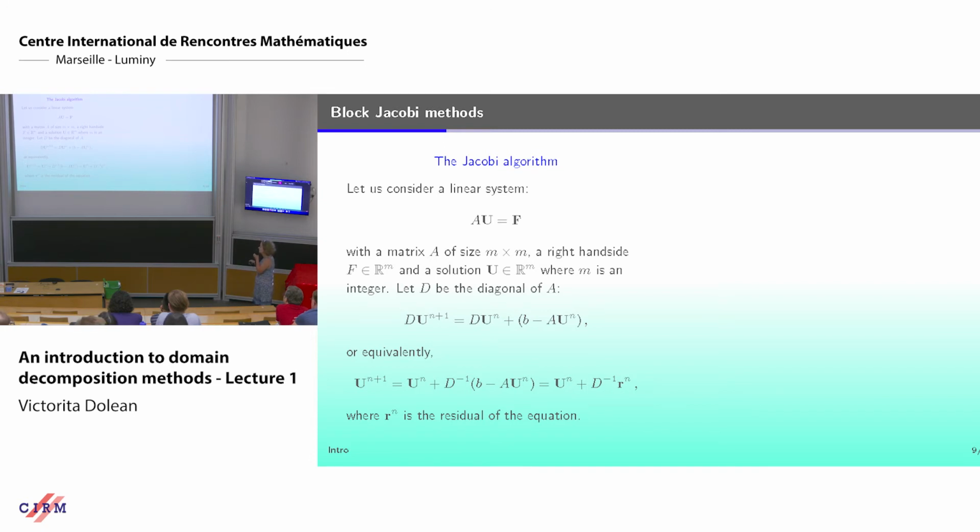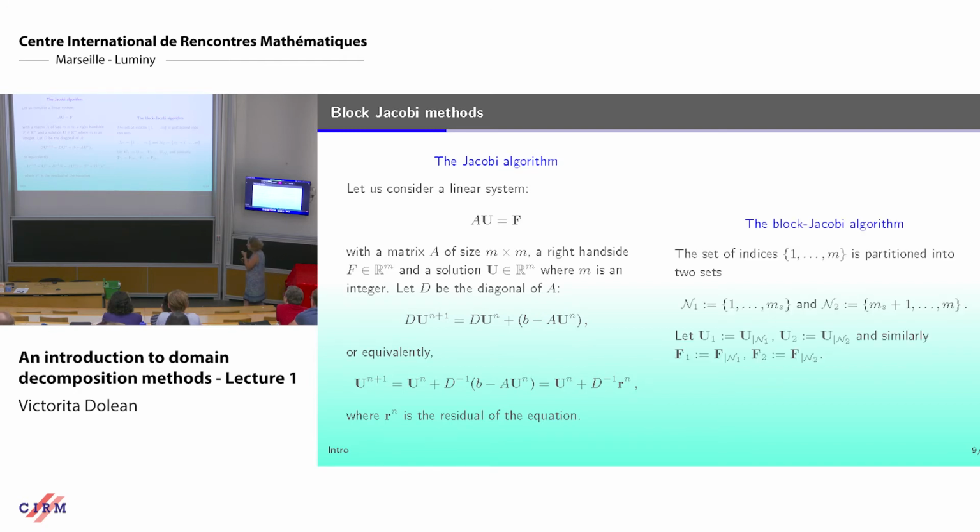So in an equivalent manner, you can write this. You can see here that this is exactly the residual of the iteration n, that you can denote by R^n, the residual vector. So that means your Jacobi algorithm can be written as U^(n+1) = U^n + D^(-1) times the residual vector.